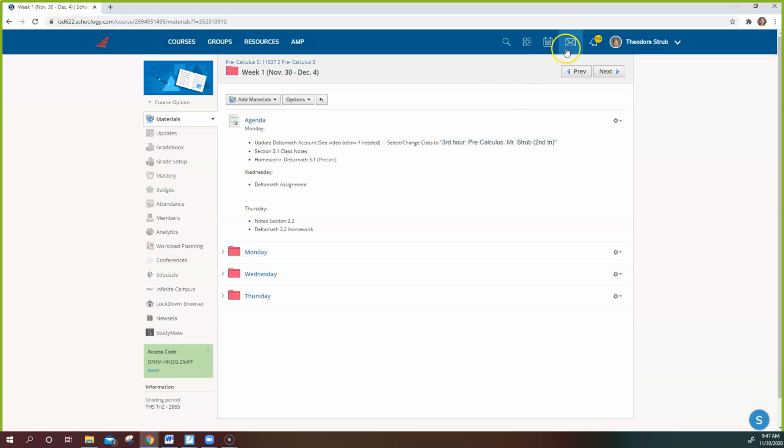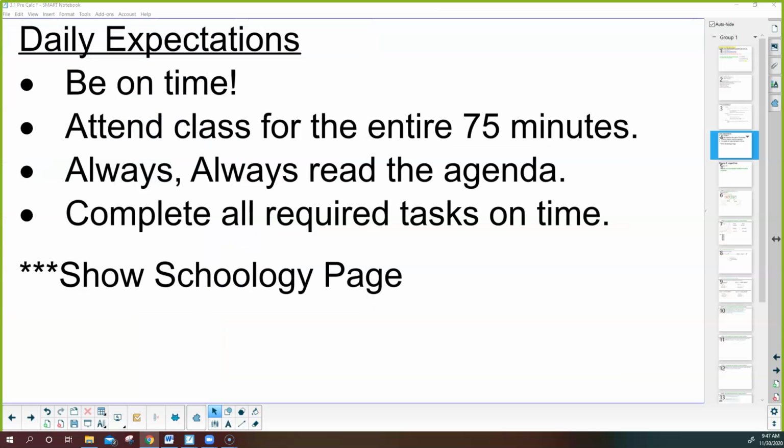The other thing you should always do is check your messages. When we have something new or a change, I send an email or a message through Schoology. So if you don't check or don't read that, that's on you, not on the teacher. All right, so those are the expectations of class.